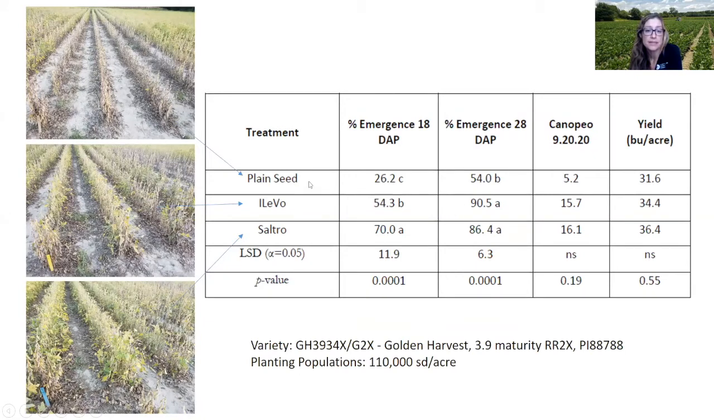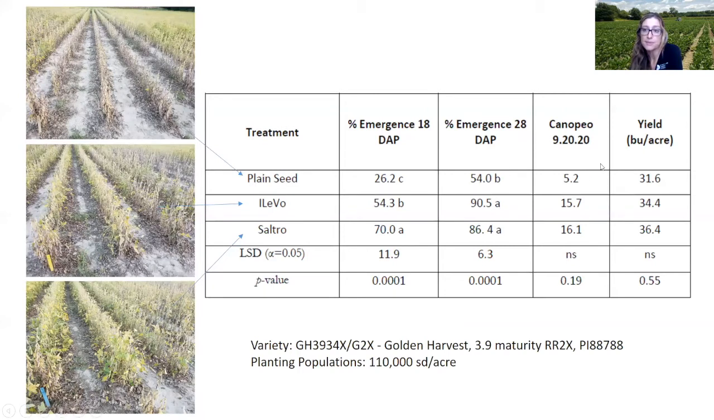So with that plain seed, the Olivo and the Saltro, we were seeing, as I showed in those pictures, differences in emergence rate, where at that very first rating, our Saltro had emerged the most, Olivo was in the middle, and our plain seed was the slowest. By 28 days, the Olivo and Saltro were right there together, and we still had that delay in our plain seed.